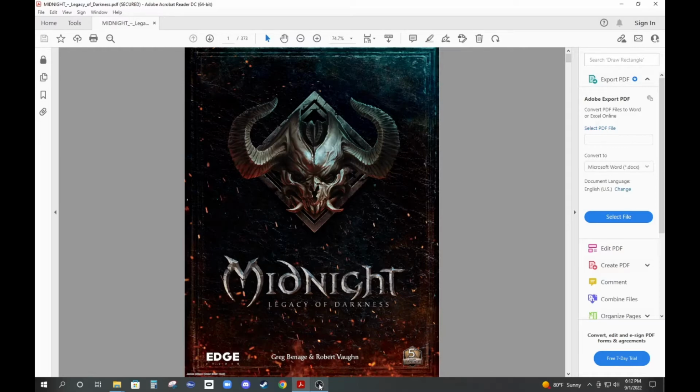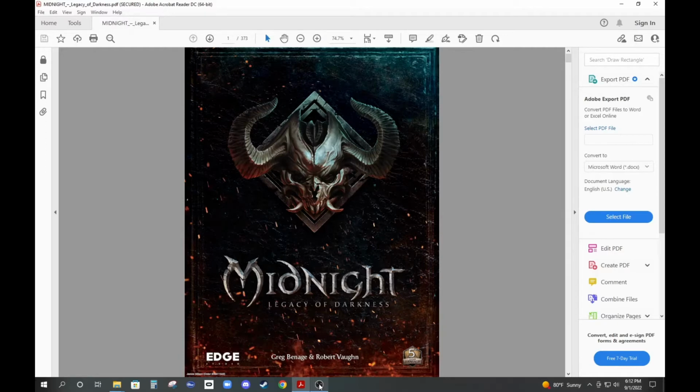We've been given access to this PDF by Edge Studio, and we're going to utilize it to go through the world of Midnight a little bit. What is it like, as well as some of the rules for the game, what it brings to 5th edition, and what 5th edition things it leaves out, because there are a few of those things. Where it differs from 5th edition, we're going to touch on some of those topics. We're not going to go through this entire book.